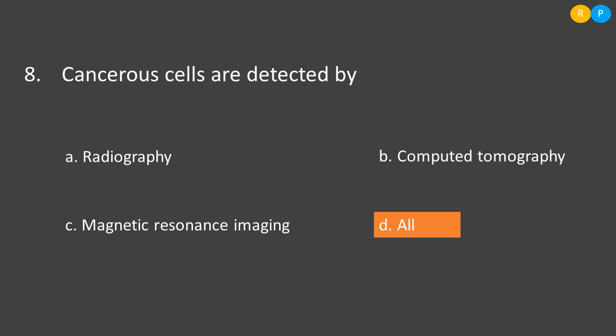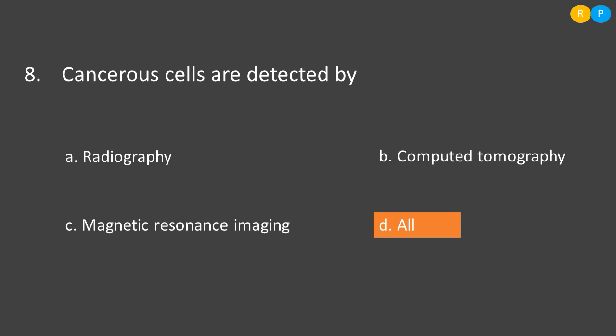So let us look into option A, radiography. Here different kinds of radiations are used to identify the cancerous cells. Then option B, computed tomography. It is called a CT scan. In order to identify the presence of cancerous cells in the internal organ, they will use computed tomography.